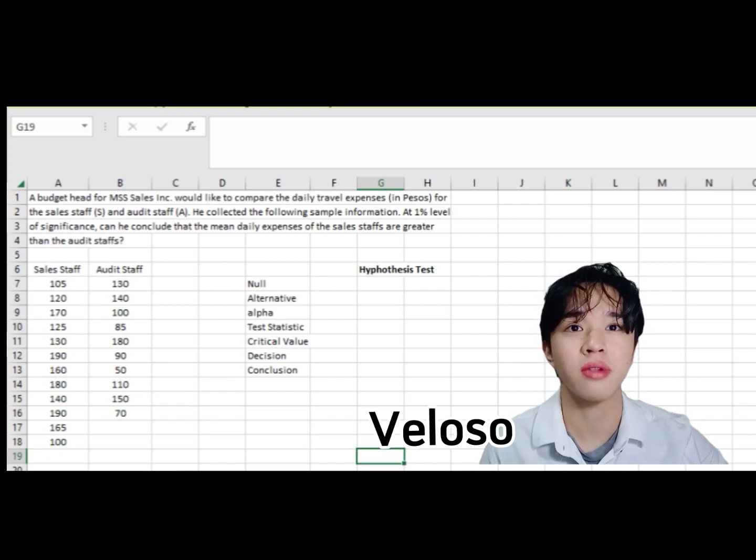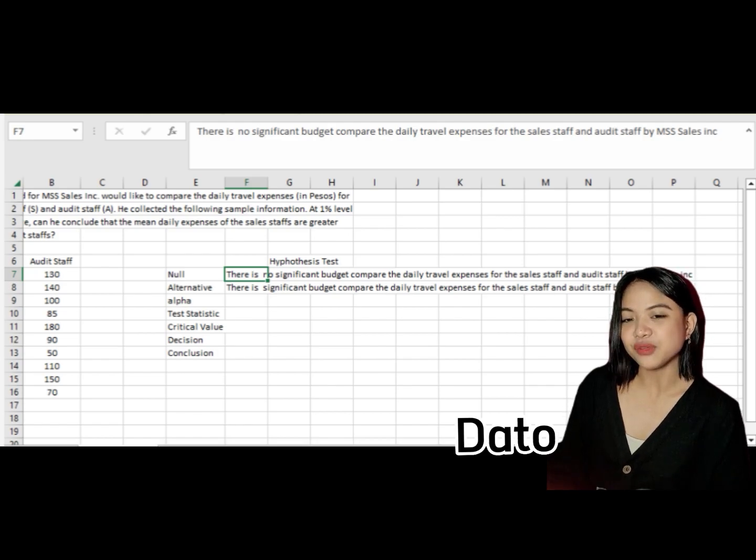At 1% level of significance, can he conclude that the mean daily expenses of the sales staff are greater than the audit staff's? Hi, I am Curly and I will be explaining the first step, which is to find the null and alternative hypotheses. Our null will be, there is no significant difference in daily travel expenses for the sales staff and audit staff by MSS Sales Inc. And our alternative will be, there is a significant difference in daily travel expenses for the sales staff and audit staff by MSS Sales Inc.